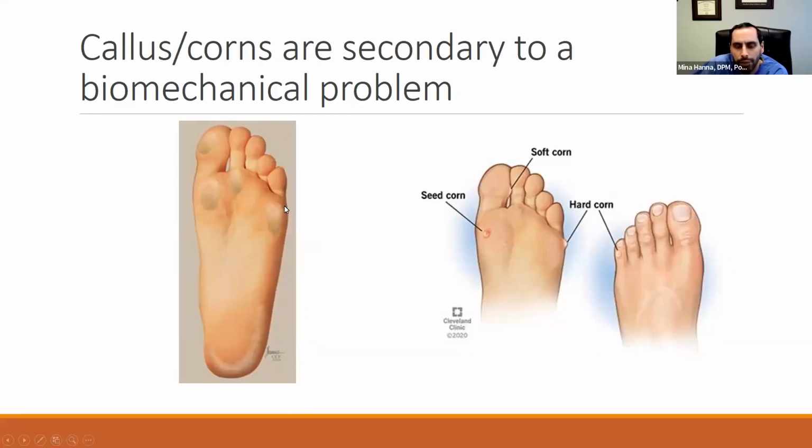Oftentimes, if it's on the side, it could be related to a Taylor's bunion or a bunion. If it's on top, it could be related to a hammer toe, which is a curling deformity. And so this is kind of like a seated corn, another term for which is porokeratosis, which is a clogged sweat gland. Also, they could be in between the toes, and it could be secondary to a bone spur that's irritating the area.